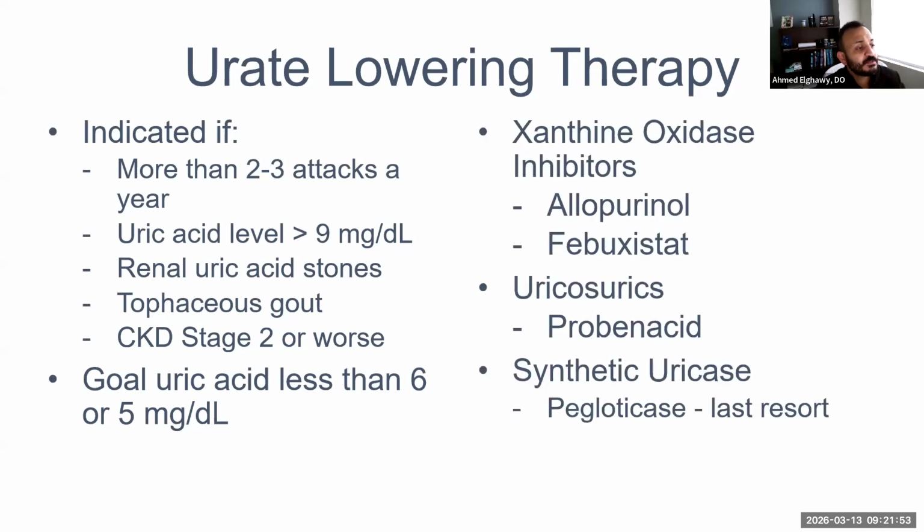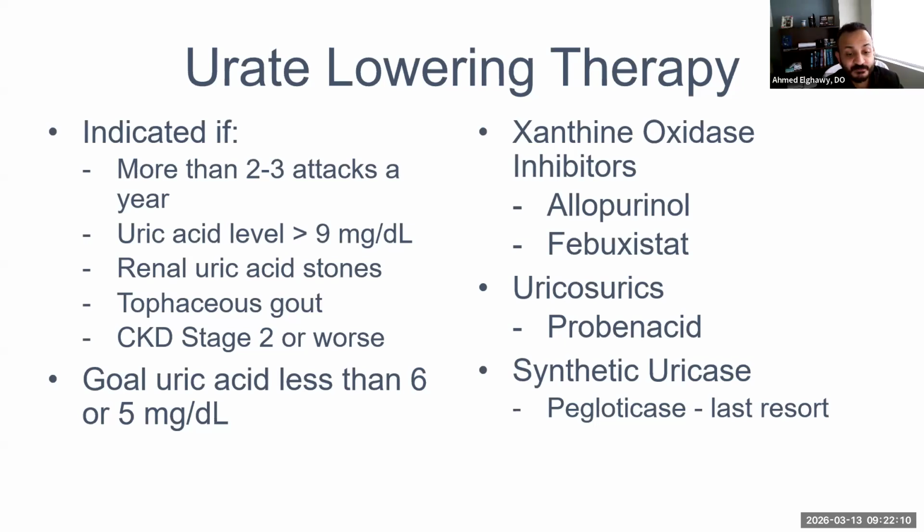And so what we do is for the urate-lowering therapies, we can use allopurinol or febuxostat. You can also use probenecid, which is a uricosuric, which helps push some of that uric acid through the urine. If those patients don't do well on those medications, or if you're unable to get their uric acid less than 9, in those cases, you can also send to rheumatology.